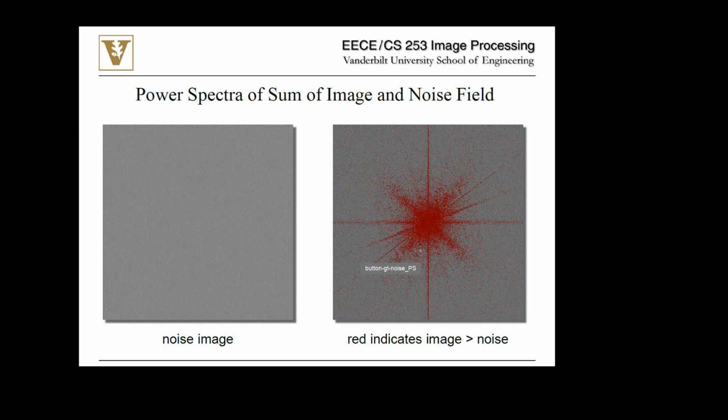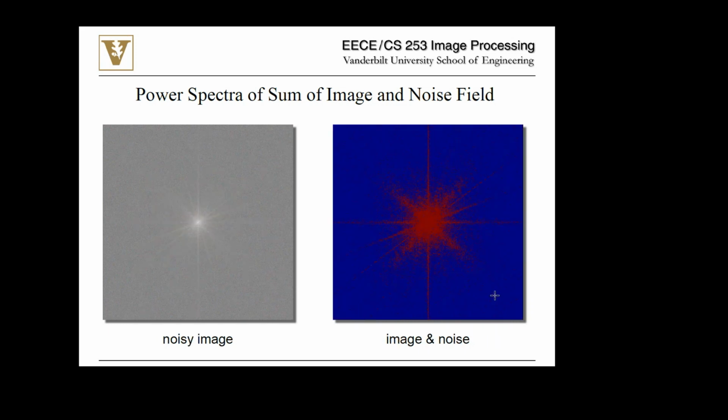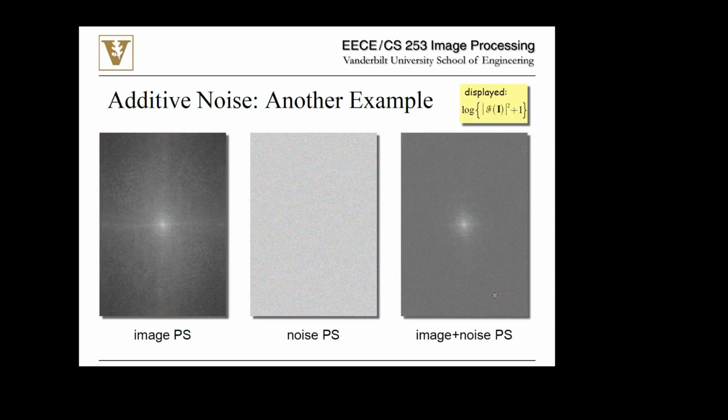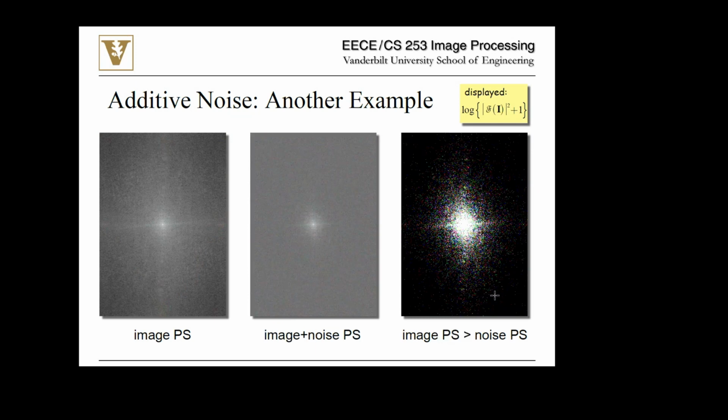So we have an ideal image, we have noise that we don't know which one it is. But what you know is there will be some coefficients where you have more power coming from the signal, and there will be some others where there is more power coming from the noise. Okay, so this is another example. Same idea.